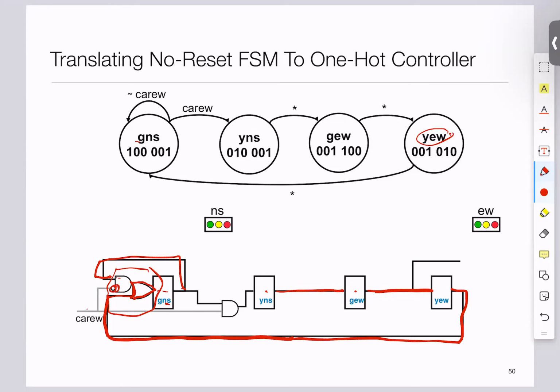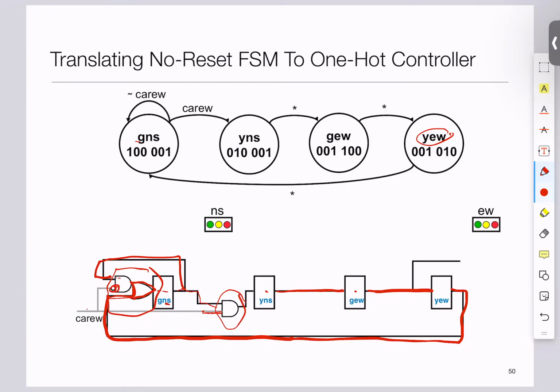So that's the OR gate. One says YEW, so that was the bottom one, and the upper one is I am already in GNS and no sensor says false, and that's the other one. And then I move from GNS to YNS if sensor says yes. And so that part, and I was in GNS. So this AND gate is capturing that.